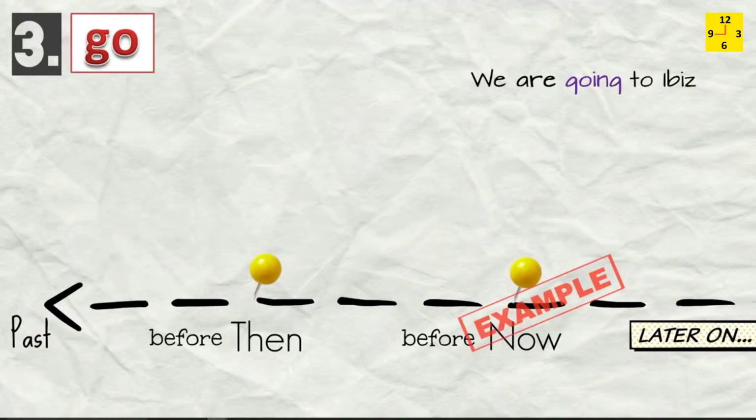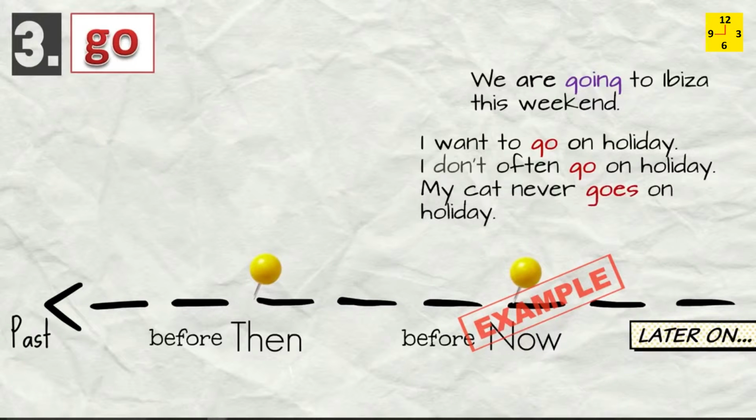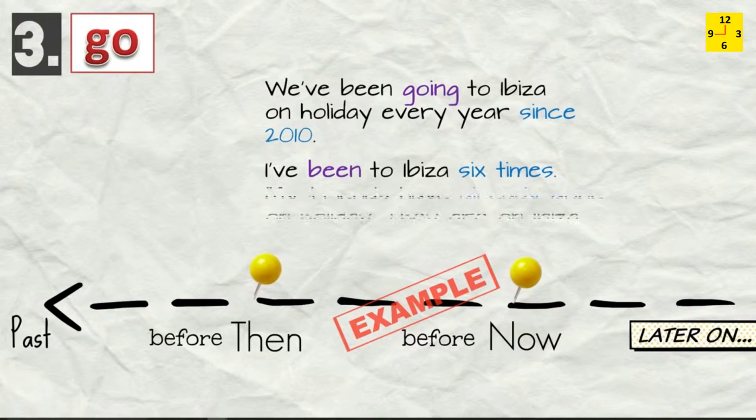We are going to Ibiza this weekend. I want to go on holiday. I don't often go on holiday. My kid never goes on holiday. We've been going to Ibiza on holiday every year since 2010. I've been to Ibiza 6 times.